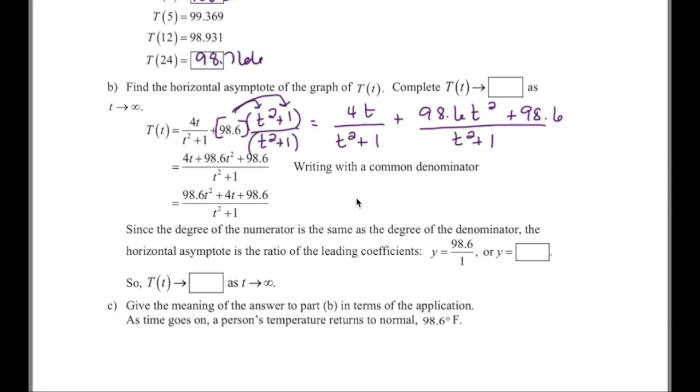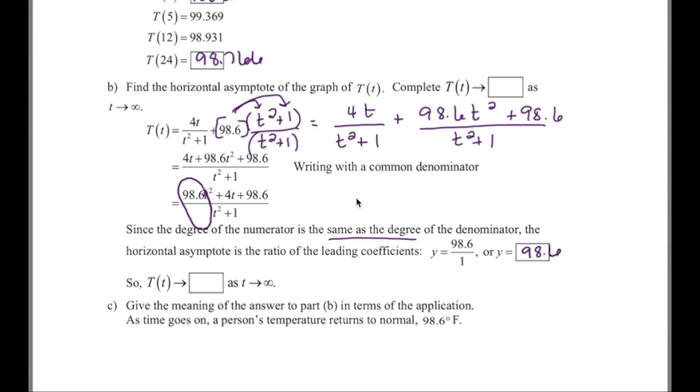Since they now have a common denominator, I can add my numerators together, which is simply 4t plus 98.6 t squared plus 98.6 all over t squared plus 1. Now I can rewrite this so it's in descending order. Since I'm looking for a horizontal asymptote, I'm looking at the degrees of them. They have the same degree, so I can look at my coefficients of 98.6 over 1, so 98.6.